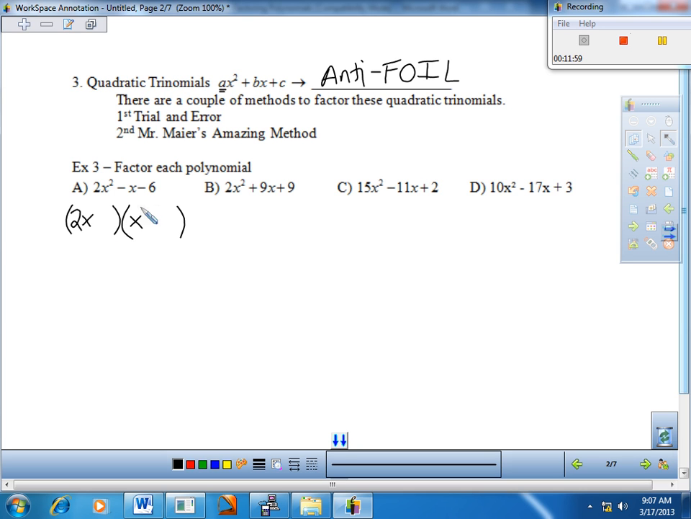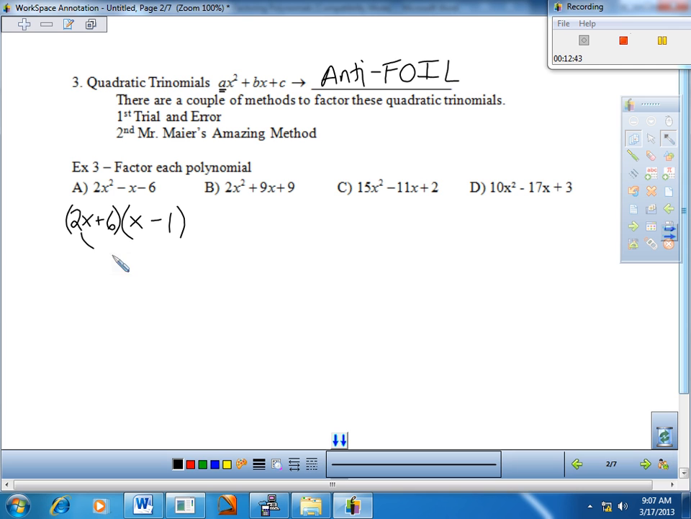And then I want to get my lasts taken care of. And those lasts obviously have to multiply to negative 6. The problem is I have to get the outside and inside to combine to negative 1x. So I just think about a couple different ways to do this in different combinations. And I might do something like this, everyone. I might do something like plus 6 and minus 1. That multiplies to negative 6. But what I need to do is figure out if it's the right combination because the outside and inside have to combine to negative 1x.